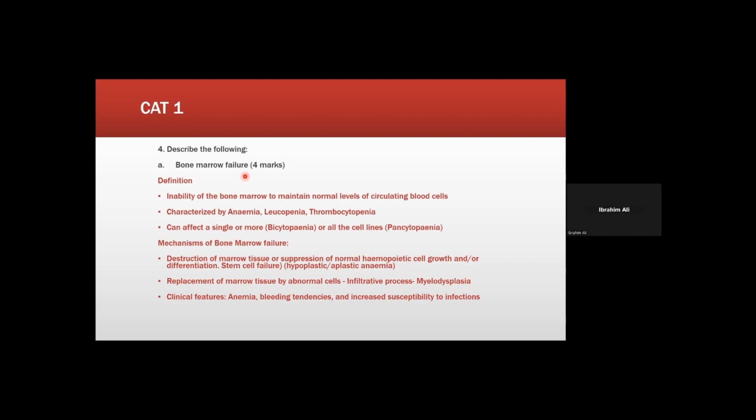The clinical features of bone marrow failure are anemia, when you have low RBCs; bleeding tendency, when your platelets are low; and when your WBC is low, or you are leukopenic, you have an increased risk of getting infections. If you put it that way, it'll be easier for you to get the marks.